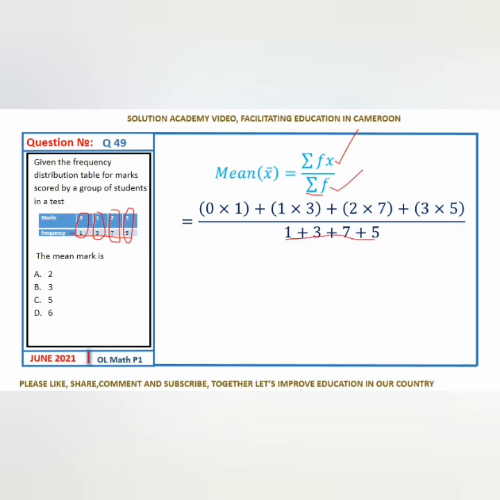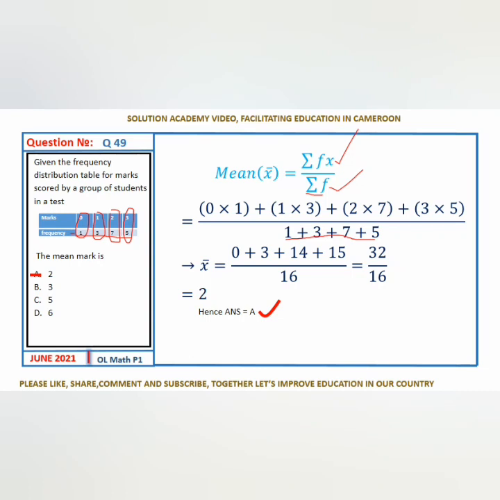So if you simplify that properly, we are going to have your mean to be 0 plus 3 plus 14 plus 15 divided by 16, and that gives us 32 on 16. If you divide the numerator and denominator by 16, you're going to have x equal to 2. Hence our answer is A.